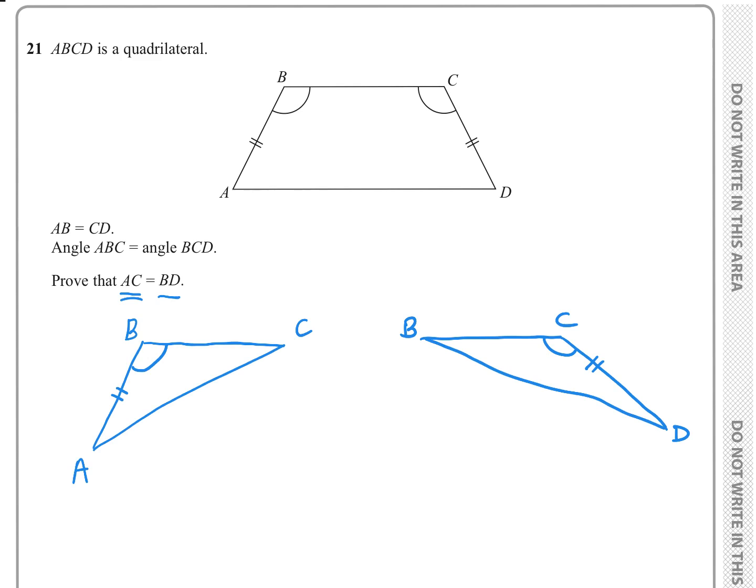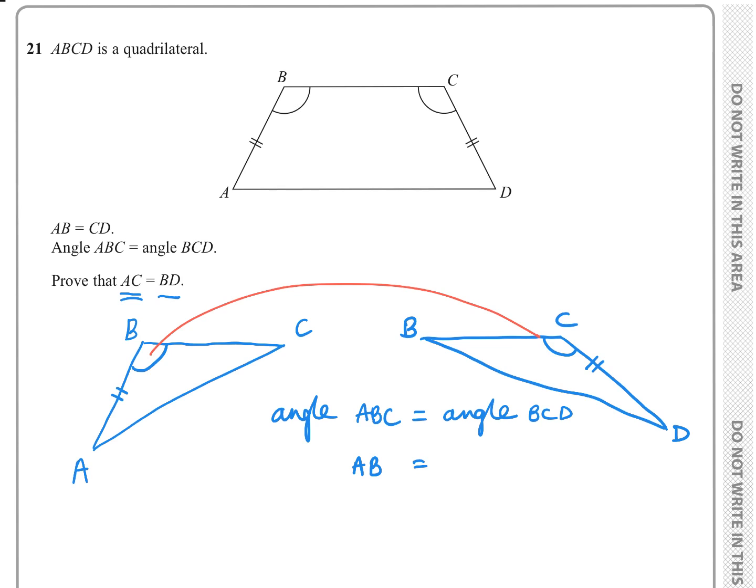Now, the first thing that you can state from this proof is the obvious, and that is that angle ABC is the same as angle BCD. I know that's given, but in our diagram we've got to show that relationship, okay? Also, the second thing we've got to state is that AB equals CD, even though that was given, we're just demonstrating that from our diagram.